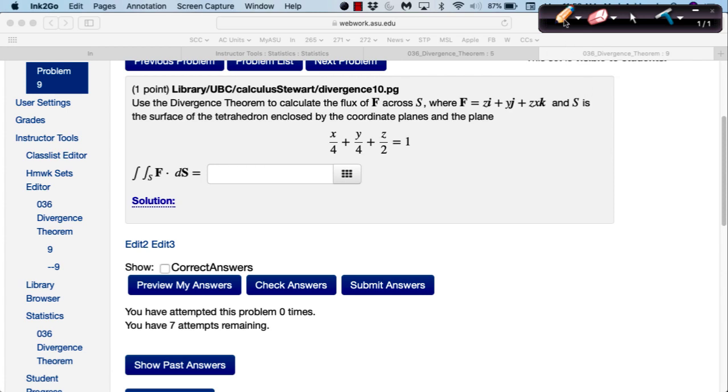We did the divergence theorem on Friday, and here's the web work that's due tonight at 7. This is number, what is this? Number 9. So I just want to talk about this one. It's talking about a plane, and it goes through (0, 0, 2), (4, 0, 0), and (0, 4, 0). So we're talking about the tetrahedron in the first octant.